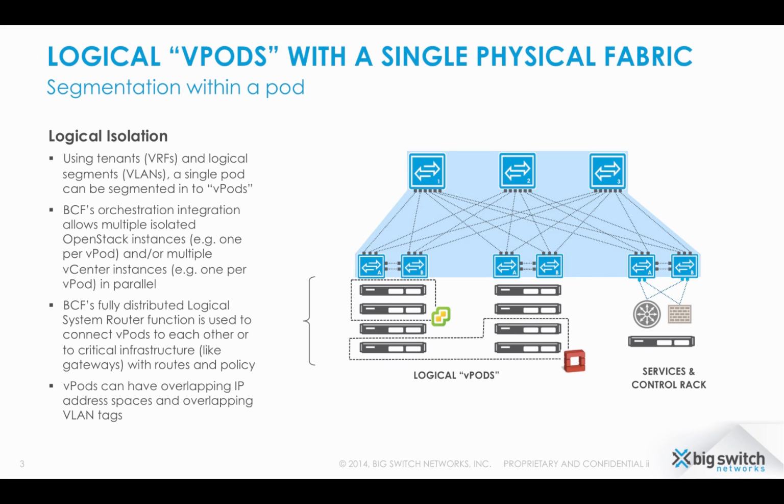BCF's fully distributed logical system router function is used to connect vPODs to each other, or to critical infrastructure with routes and policy. Because of this logical isolation, vPODs can have overlapping IP address spaces and overlapping VLAN tags.